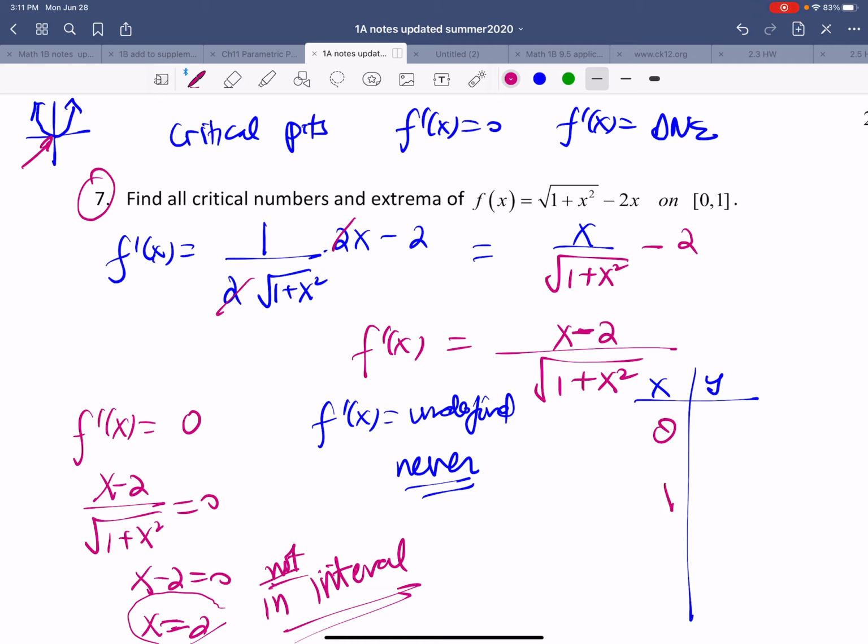We're only looking in between the interval 0 to 1 and seeing if there is any max or min for the function. When x is 0, y would be 1 minus 2, which is negative 1. When x is 1, y would be square root of 2 minus 2. So there's going to be my max, and there's going to be my min, because that's going to be smaller. Actually, when I plug a 0 in there, square root of 1 minus 0, that would be just a positive 1.